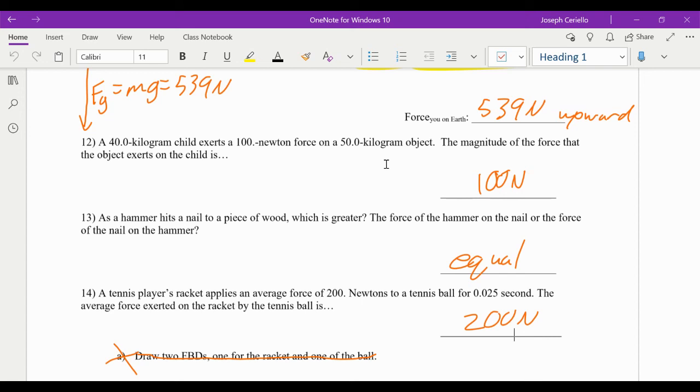And the last one, a tennis player's racket applies an average force of 200 newtons to a tennis ball for 0.025 seconds. The average force exerted on the racket by the tennis ball is going to be the opposite of that, 200 newtons. So if a racket exerts 200 newtons on a tennis ball, the tennis ball exerts 200 newtons back on the racket. That's why if you hit a ball really, really hard, you could damage the racket. Let's say you hit a ball that's not a tennis ball, you could break the racket. Because yeah, you might be hitting that ball really hard, but the ball's hitting your racket just as hard.